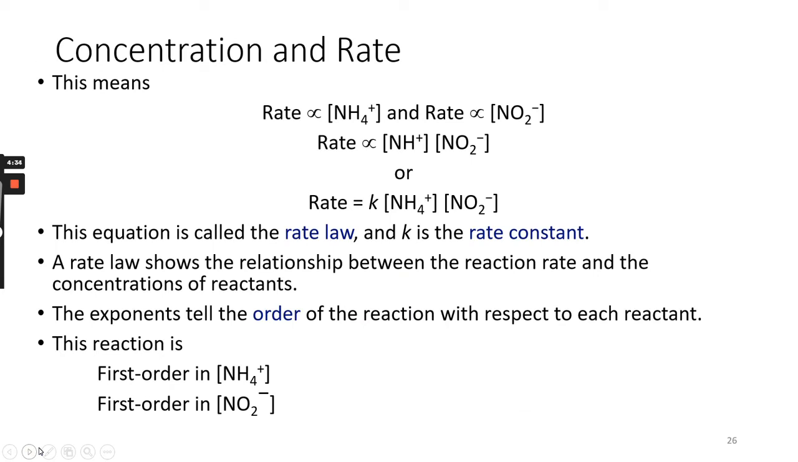So what is our rate law? The rate is proportional to the concentration of ammonium, and it's proportional to the concentration of NO2 minus. So the rate is actually proportional to both of them times each other, raised to the exponent 1. Here is our official rate law for that reaction. This equation is called the rate law. K is the rate constant. Remember, this depends on temperature.